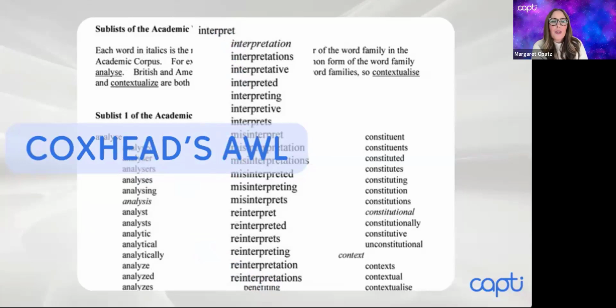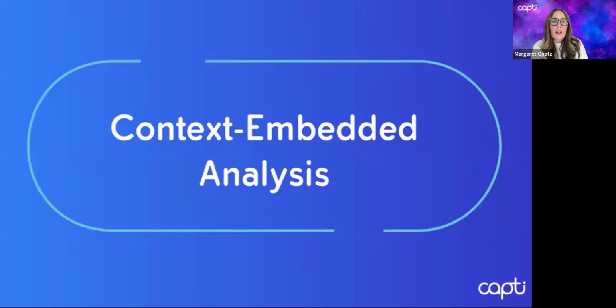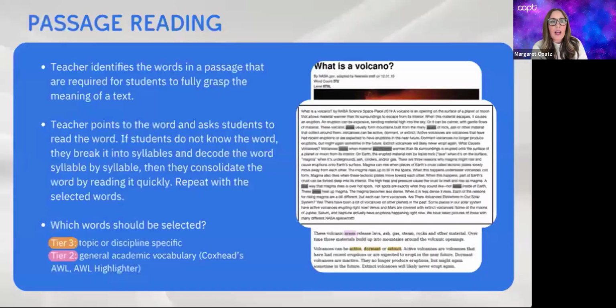Okay, so now that we've talked a lot about that isolated word analysis, I also believe, based off of research and what the science of reading really tells us, that we need to help students confront these words in context. So that means that when you're looking at a text, we want to identify those words that students must know to really fully grasp the meaning of the text.